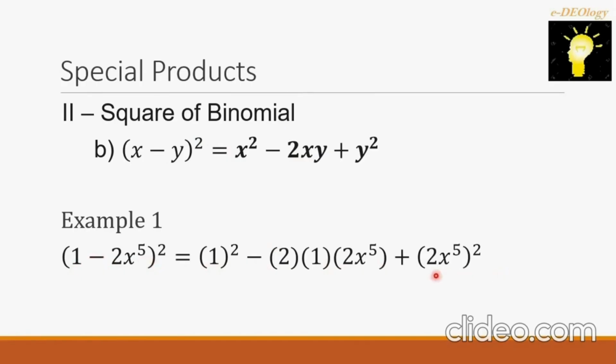And the last term is the 2x raised to 5 power 2. There is no issue if you put also the negative sign here. Anyway, because of the square here, later it will just be deleted. Then we simplify each term. 1 squared, we know it is 1. So the middle term, minus 2 times 2 is 4, x raised to 5, and then plus 4x raised to 10. So this is our final answer.